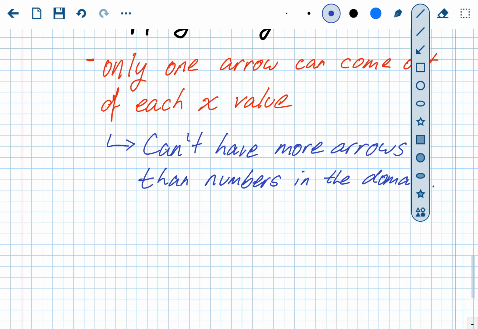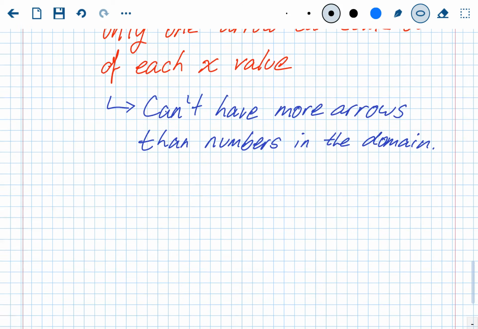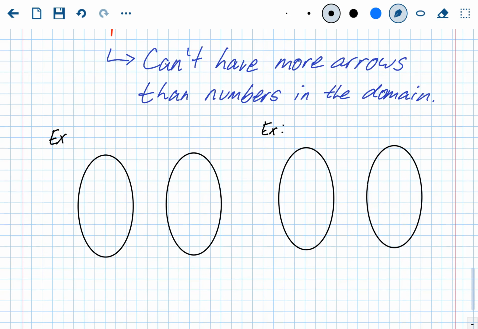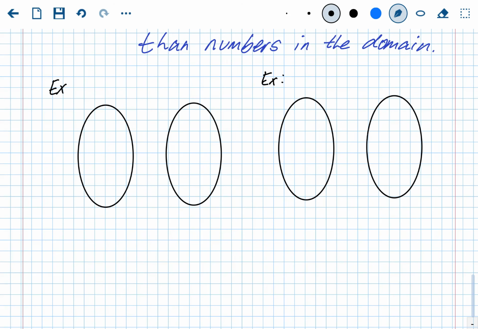So let's draw some mapping diagrams, and then we'll be done. Remember, so we've got two circles, two ovals. Okay, so I got my two mapping diagrams. Now I'm going to fill them in. One of them is going to be a function, one of them is not going to be a function.